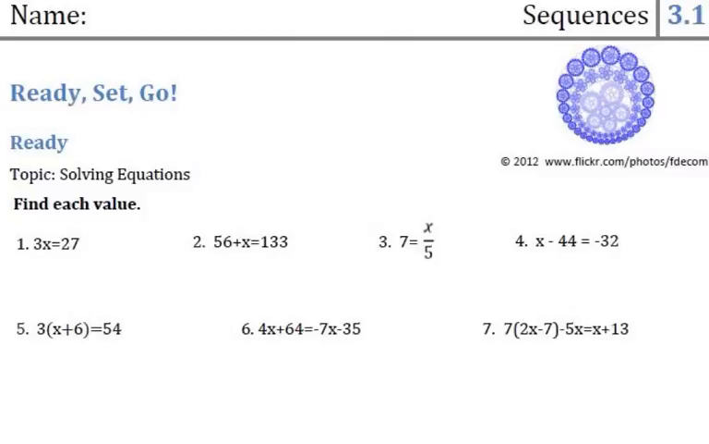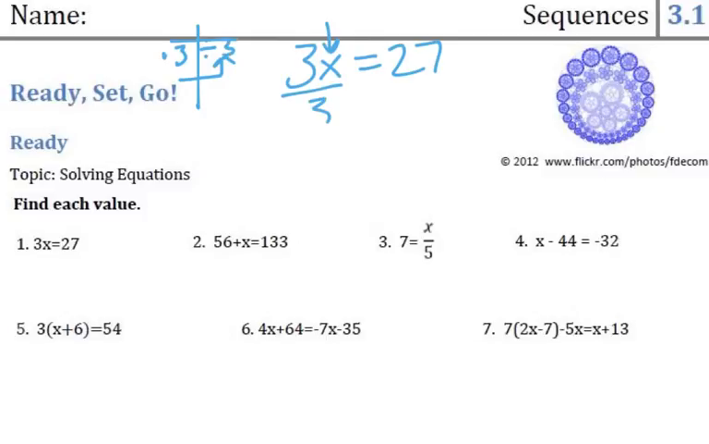So if we look at number 1, 3x equals 27. If I put a number in for x, we would take that number and times it by 3, and that would get our answer, right? So to solve it, we've got to do the opposite in reverse order. So instead of timesing by 3, we need to do the opposite, which is divide by 3.